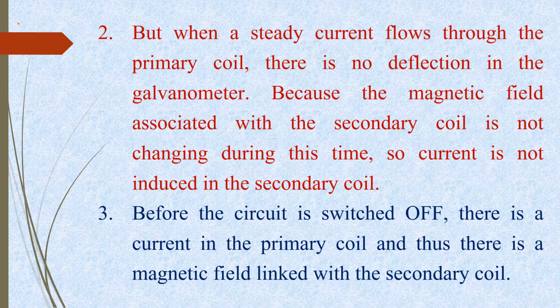Before you switch off the circuit, that is, when the circuit is on, there is a current in the primary coil and thus there is a magnetic field linked with the secondary coil. But no change happens in the magnetic field linked with the secondary coil.